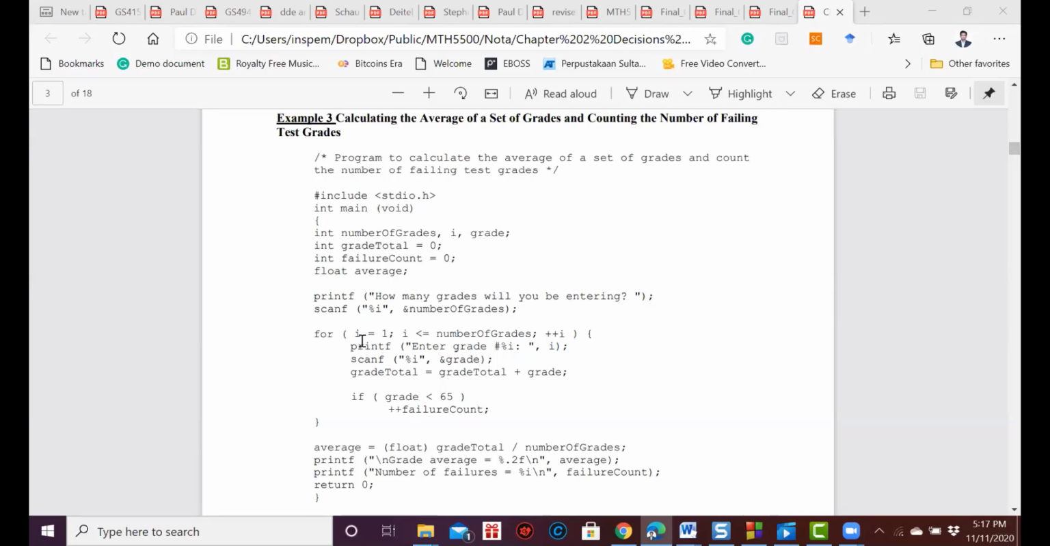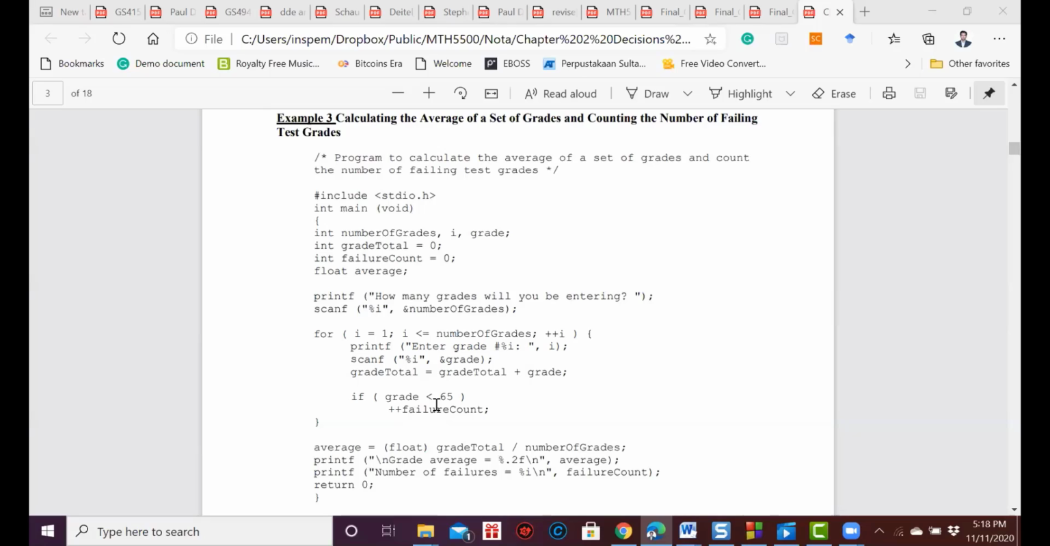Continue. So if i equal to 1, i less than number of grade. Okay, now. So grade total equal to grade total plus grade. This grade is read from the keyboard. Okay. So if grade less than 65, then plus fail count. This is the number of fails in which the grade is less than 65. So this is a variable starting with 0. So the count will be increased, depending on whether the grade is less or greater than 65.